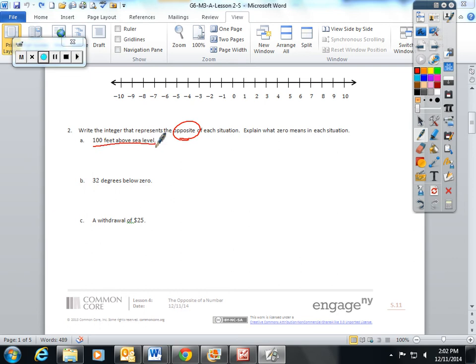100 feet above sea level is positive 100 as an integer. The opposite of positive 100 is negative 100. And 0 in this situation would equal sea level. Okay? Please pause the video right now and try B and C with your partner. Talk about what you think and hit play to hear the answers.